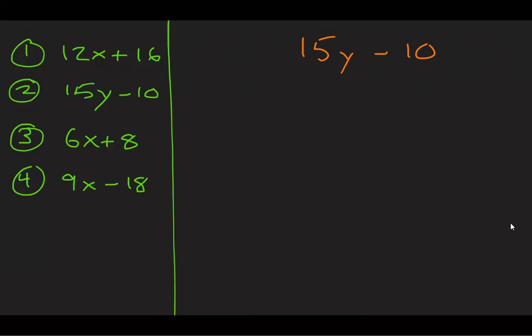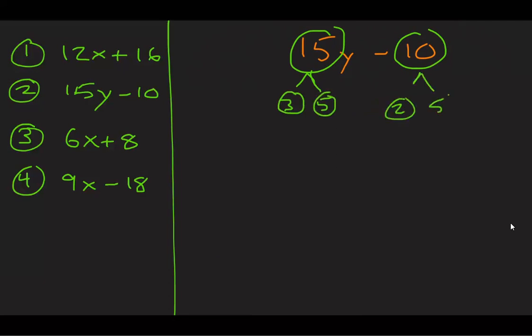So let's go through it, circle our numbers, create a factor tree for each of them. 15 can become 3 times 5. Neither of those can break down. 10 can become 2 times 5. Neither of those break down. So a little bit shorter trees on this one.